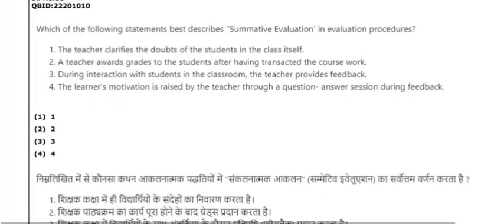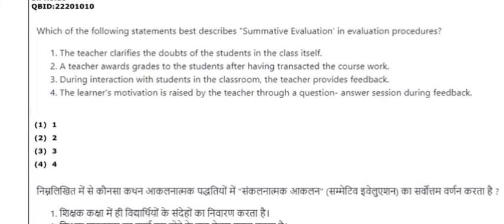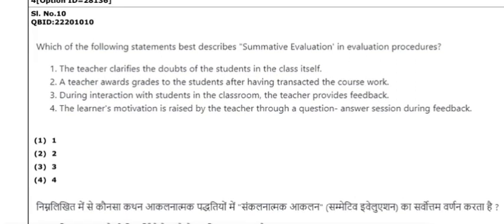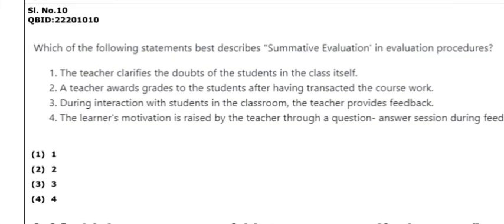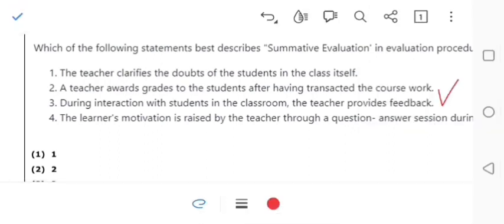Then number 10, which of the following statements best describes summative evaluation in the evaluation procedure? The teacher clarifies the doubts of the students in the class itself. This is the first option that we have got. Second says a teacher awards grades to the students after having transacted the coursework. So it is related to teaching aptitude. Third, during interaction with students in the classroom, the teacher provides feedback. Fourth, the learner's motivation is raised by the teacher through a question-answer session during feedback. So since you have got the options, now you can choose one. The correct answer for this question will be option B. That means a teacher awards grades to the students after having transacted the coursework. Without that, the teacher doesn't award grades.